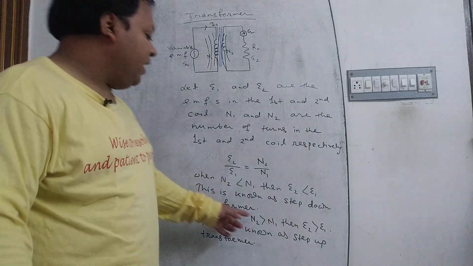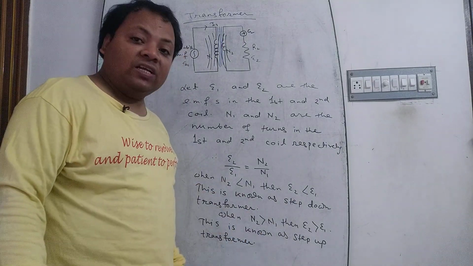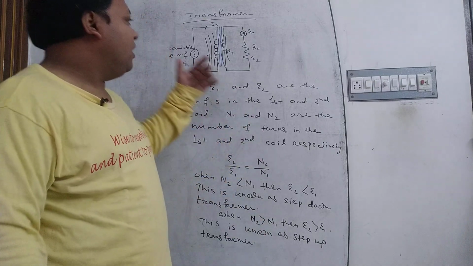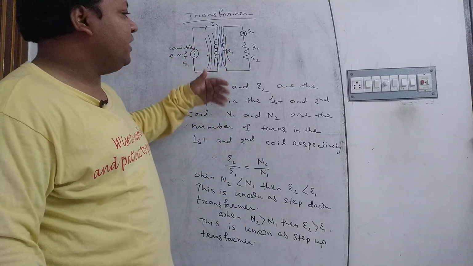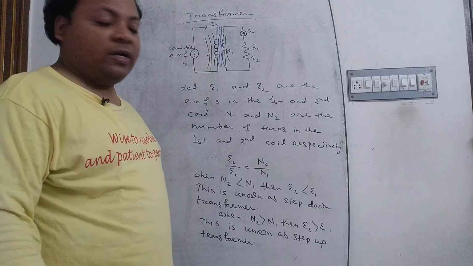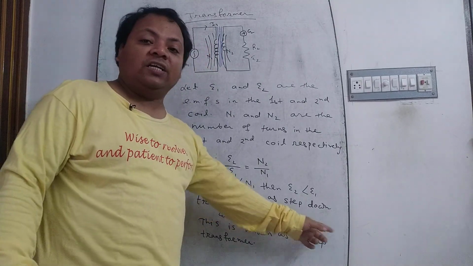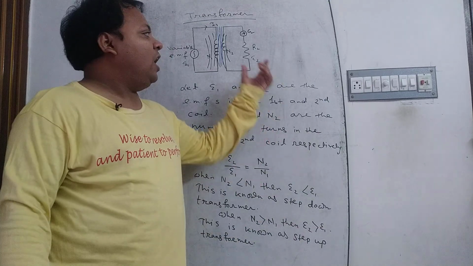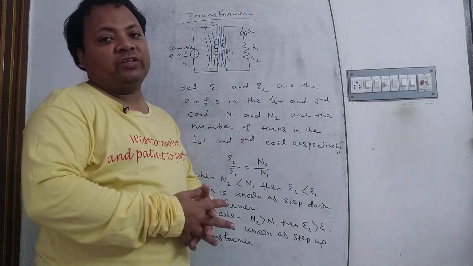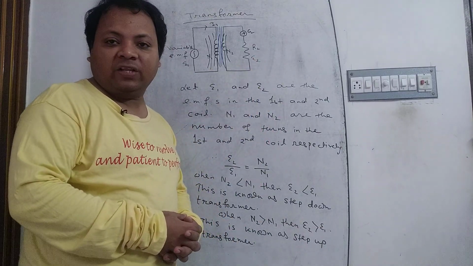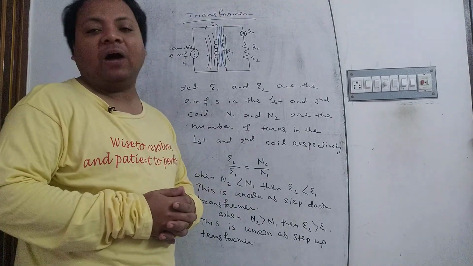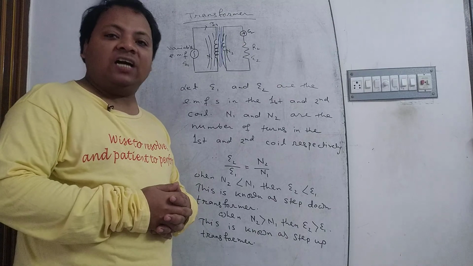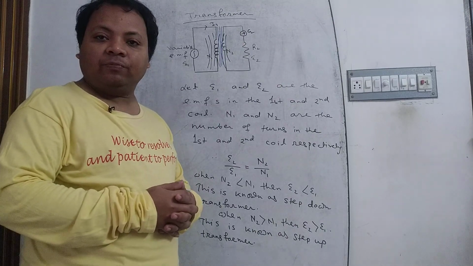And when N2 is greater than N1, that is, the number of turns in the second coil is greater than in the first coil, then epsilon 2 is greater than epsilon 1. That means the output EMF is greater than the input EMF. This is known as a step up transformer. It is used in an air conditioner.